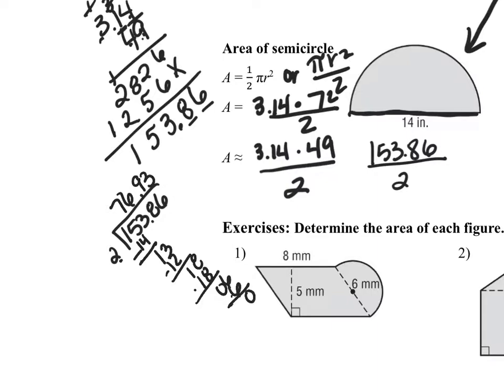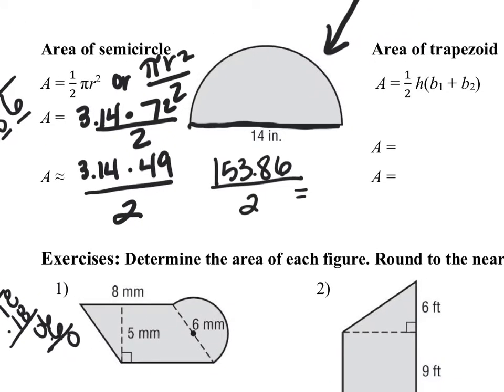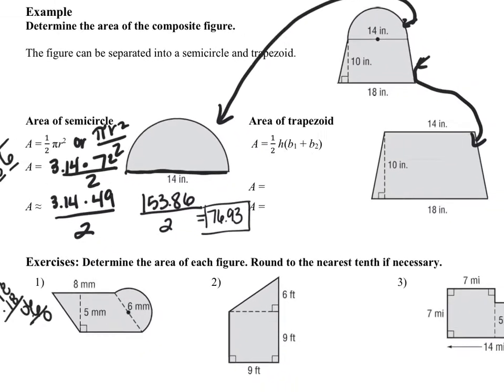So I got 76.93 for my semicircle. So that's a piece. That's just part of it. That's just the semicircle. So when I'm done with that, I have to find the area of the trapezoid.